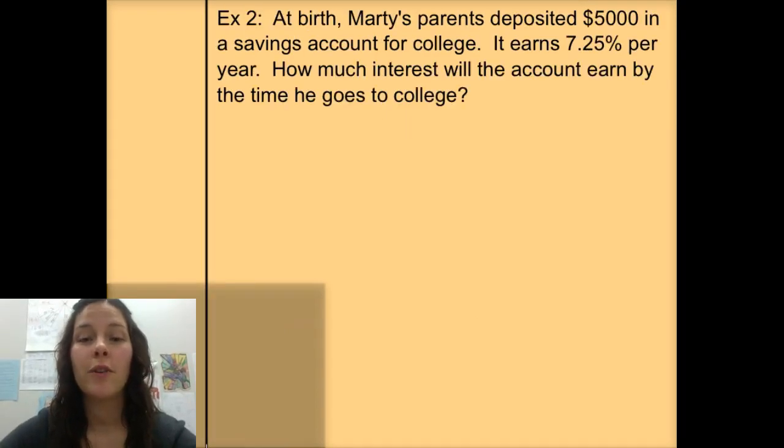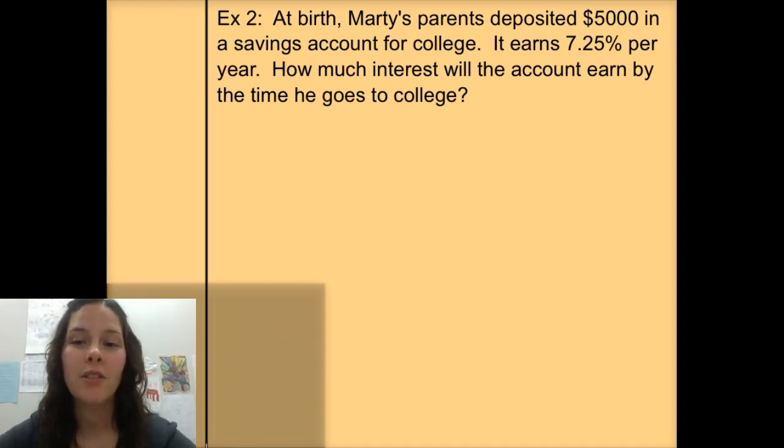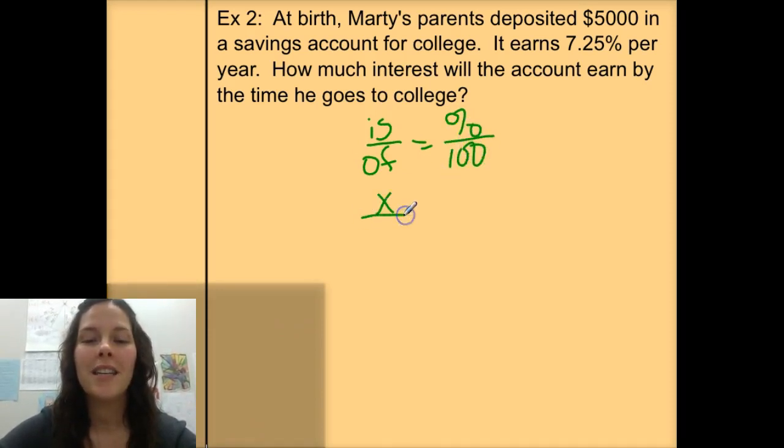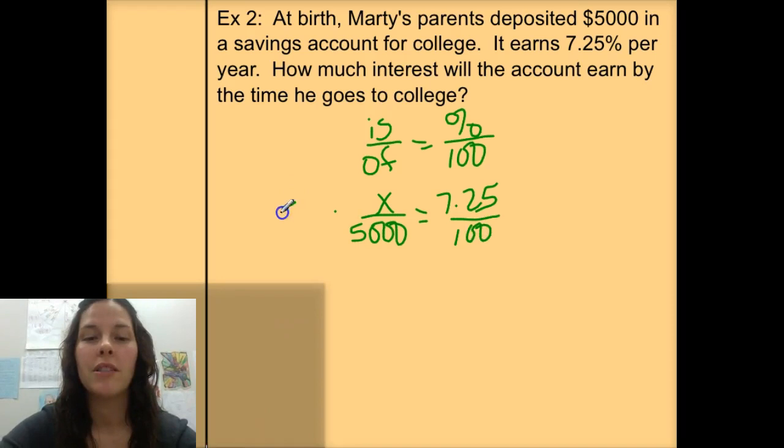Next question, similar to the first one, we're putting money into a savings account. This time it earns 7.25% per year. What is the interest that will be earned of $5,000 by the time he goes to college? So starting off again with our percent proportion, is over of equals percent over 100. What is the interest of $5,000 when it earns 7.25%? Starting off by solving for x, we need to multiply both sides by 5,000 to cancel our denominator.